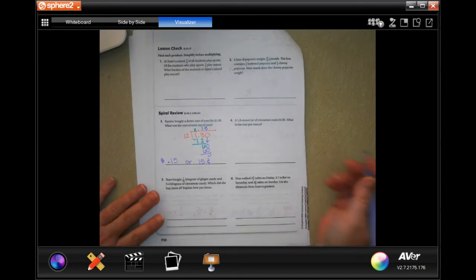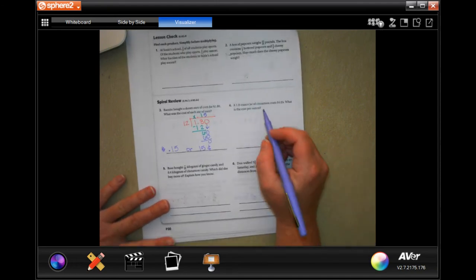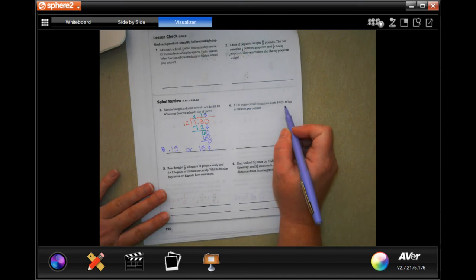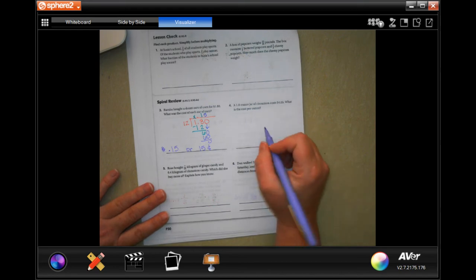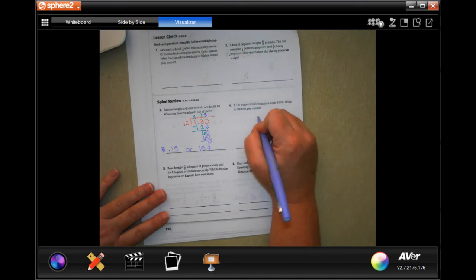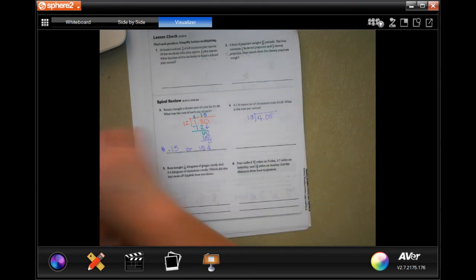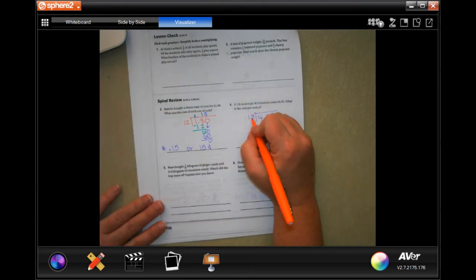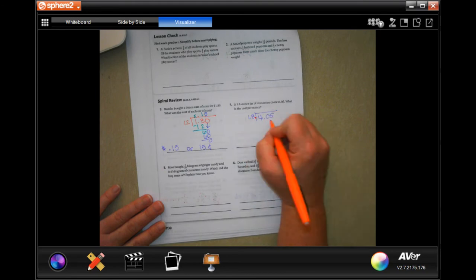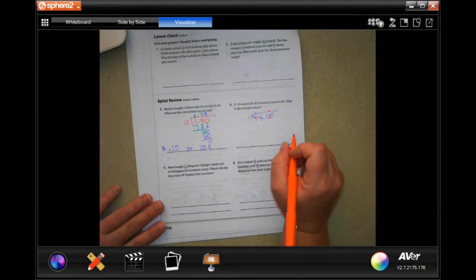Okay. All right. A 1.8 ounce jar of cinnamon costs $4.05. What is the cost per ounce? Well, we need that $4.05 and the 1.8. Well, we know that we can't have a decimal on the outside, so I'm going to put that here, which means I need to move this one here and put it up.